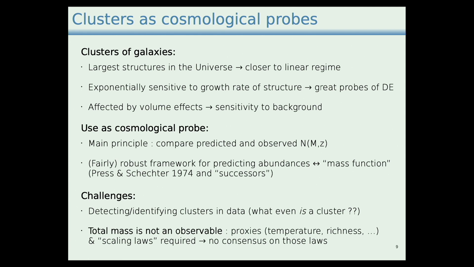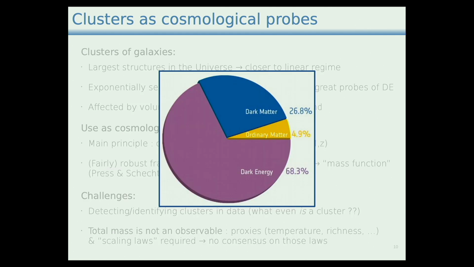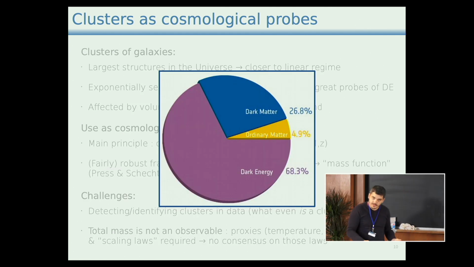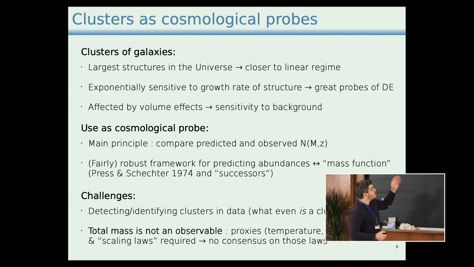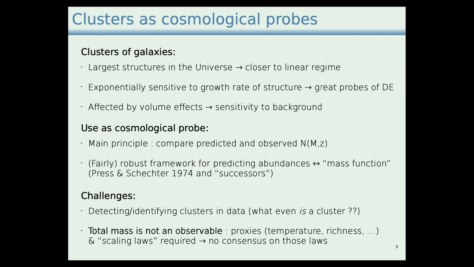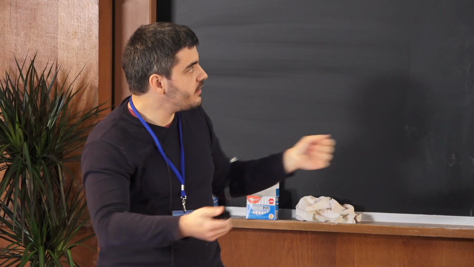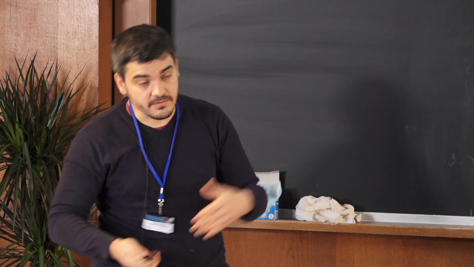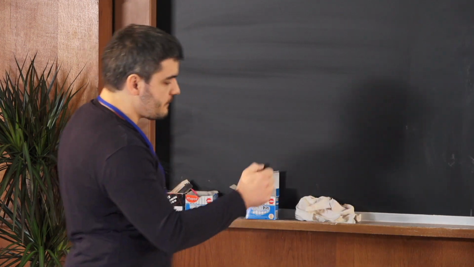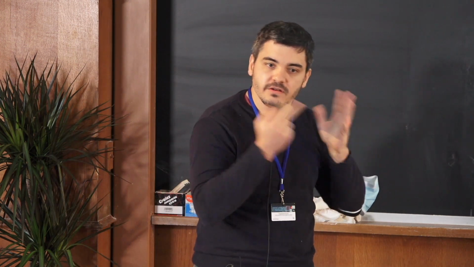And the second challenge, and not the least, is the fact that we can predict abundances as a function of mass, but the total mass of a cluster is not observable. Because, as you all know, most of the matter in the universe is in the form of dark matter, which you cannot directly observe or measure. So you always have to go through proxies of the total mass, and you also need scaling laws that relate those proxies, like temperature, etc., to the total mass, and that's a whole field in and of itself. And there is no real consensus on how to do this in a reliable way.